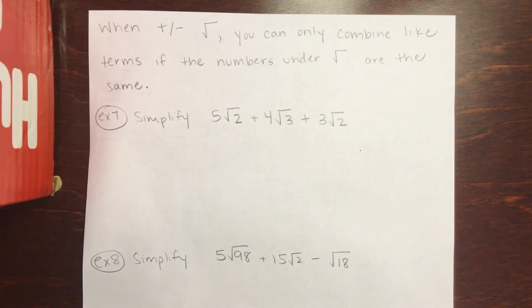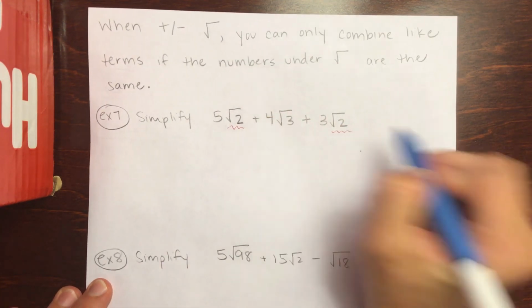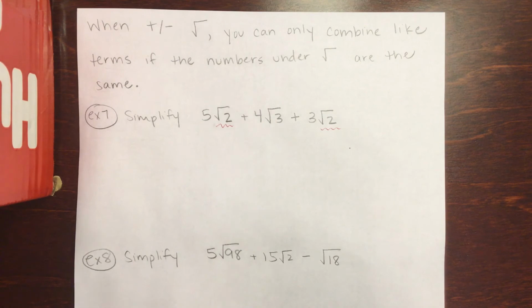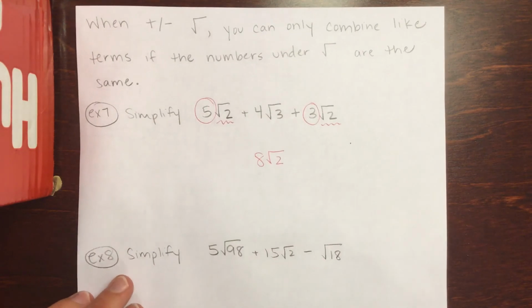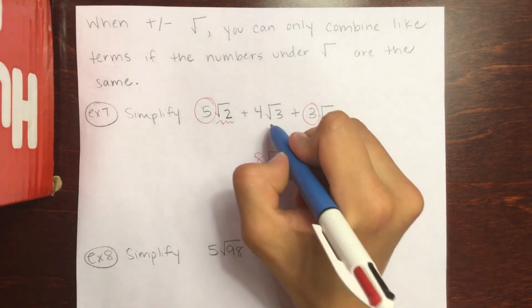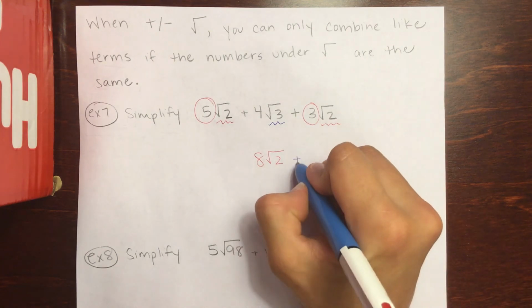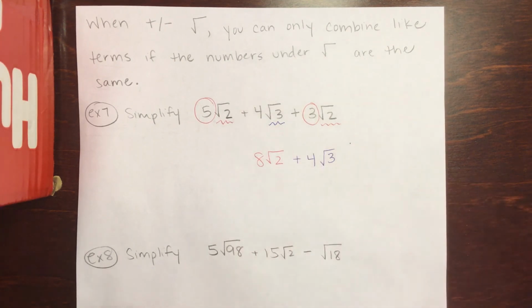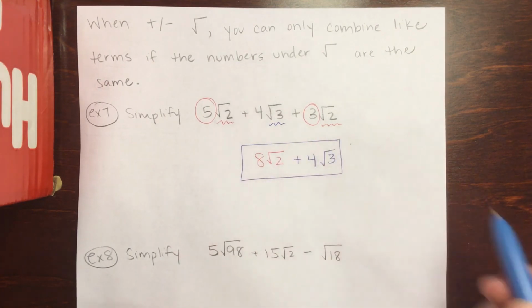So when you're adding and subtracting square roots, you can only combine like terms if the number under the square root is the same. So what I mean is, in this example here, I have a square root 2 and a square root 2. I can add those two together. I would say 5 plus 3 is 8 square root 2. But I also have this square root 3 here. It's different from square root 2 because 3 and 2 are different numbers. So I have to just leave it as is. I can't combine it with anything because there's no other square root 3 there to combine. So this would be my final answer.